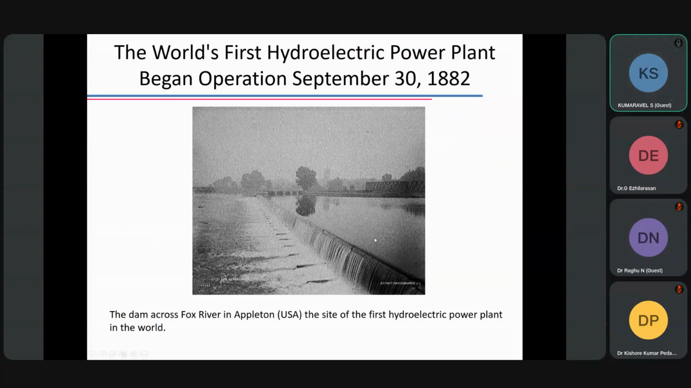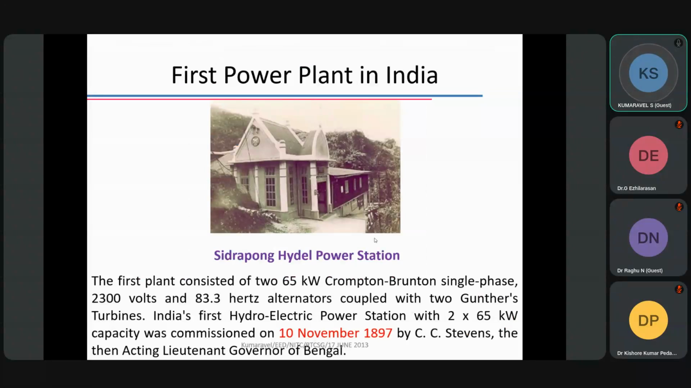Later, in September 1882, he started the first hydroelectric power plant in the US. As per the record, the first power plant started in India was in the year 1897, called Sidrapong Hydroelectric Power Plant. You can notice a difference between the first two power plants and this power plant. Those two were DC, started by Thomas Alva Edison. The power plant started in India in 1897 was AC.